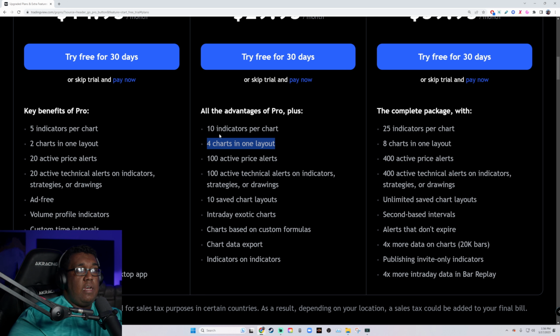So when you have 4 charts in one layout, that means you may have Apple, Google, Nvidia, or an AMD, or you may just have Apple 4 times with 4 different time frames. Well, instead of having just one layout, you guys can have 10 saved chart layouts, which is great, and it's a huge blessing to have that.